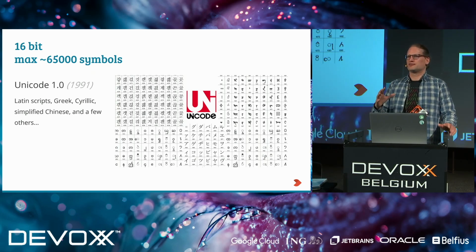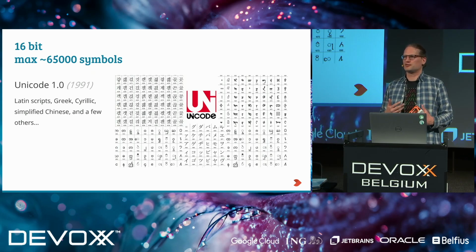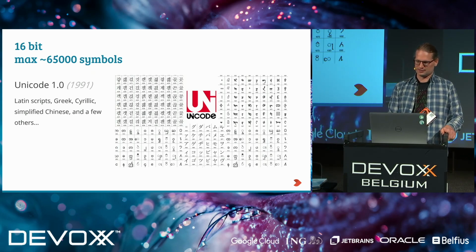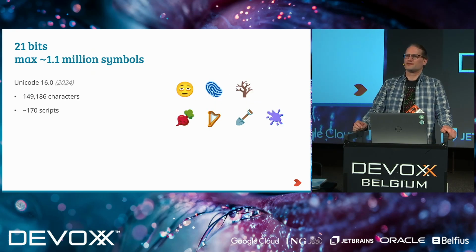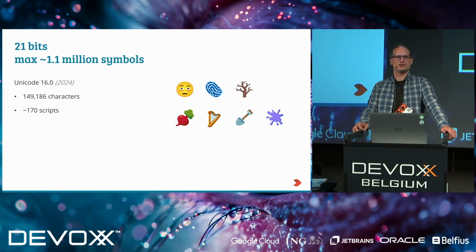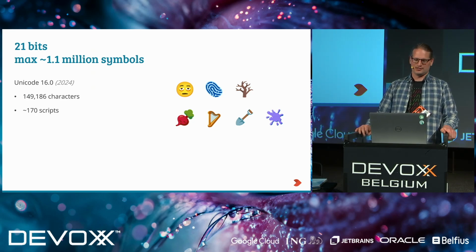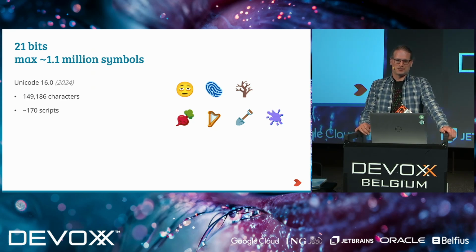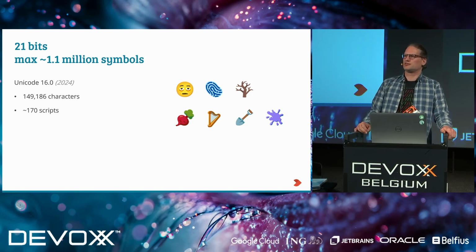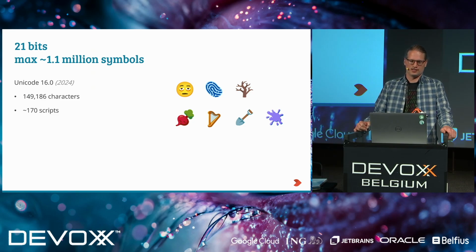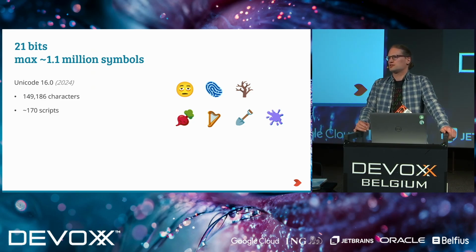It was only a simplified version of Chinese that was included, and there were all these new fancy emojis that people wanted to add. So they extended it further. This is the most recent release of Unicode, which came out just a month ago, Unicode 16. Now we are up to 21 bits, which gives us room for a little over 1 million characters. Right now, about 150,000 of those are allocated. There's still room to grow, in fact, for 150 scripts.